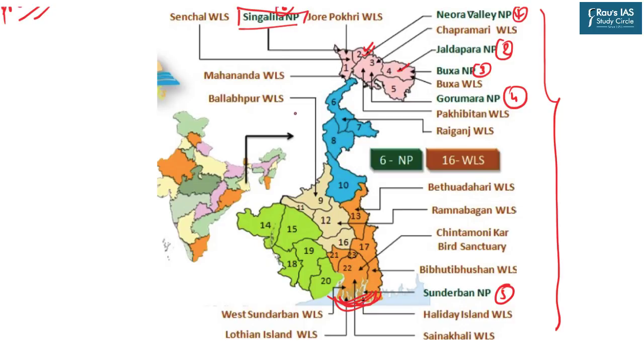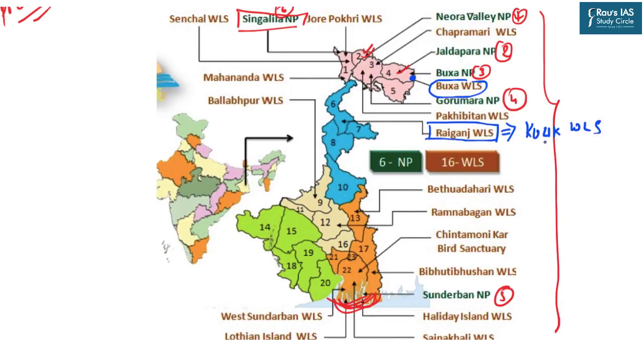Now we'll come to the important wildlife sanctuaries. We'll look and try to memorize the wildlife sanctuaries and location on the basis of the image which you are seeing and try to establish this very image in your mind. Now here we have the Buxa Wildlife Sanctuary. Second, this is known as the Raiganj Wildlife Sanctuary, which is commonly known as Kulik Wildlife Sanctuary, which is mentioned in today's news piece. So again I am repeating it. The Kulik Wildlife Sanctuary is also known as the Raiganj Wildlife Sanctuary.